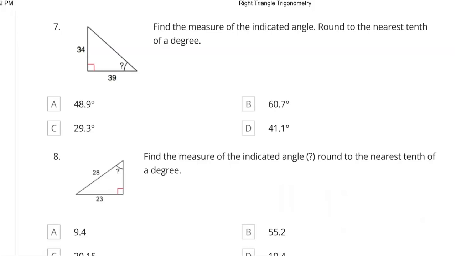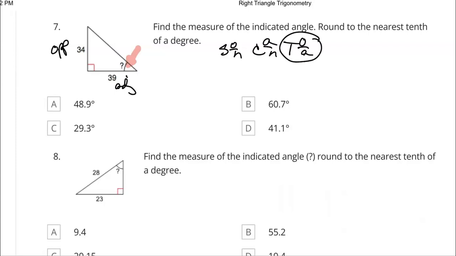Okay, number 7. Find the measure of the indicated angle and round to the nearest tenth of a degree. So if this is my angle right here, what should I do? Well, I should figure out what they've given me. This is the opposite, and this is the adjacent. And write this as many times as you need. If I have opposite and adjacent, that is going to be tan. So the tan of some question mark equals, opposite is 34 over 39.